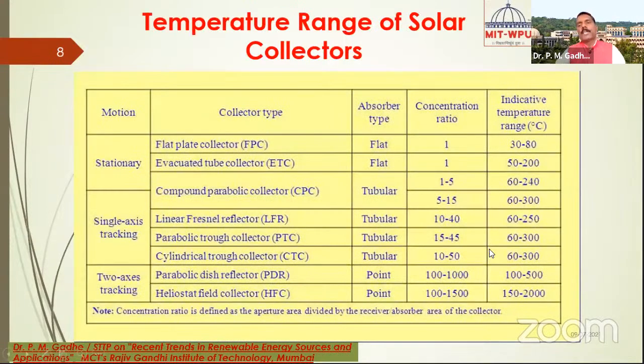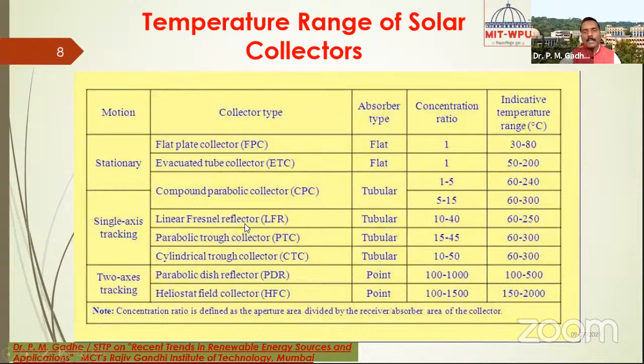Now, based on the concentration ratio, this is the table showing the non-concentrating type of collectors and the concentrating type of collectors. You can see here, these are flat plate collectors, evacuated tube collectors, and compound parabolic trough collector. These are stationary. Flat plate collectors and evacuated tube collectors are non-concentrating type of collectors. So that's why you can see the concentration ratio is one here. That is, the absorber area and receiver area are the same for the flat plate collector and evacuated tube collector.